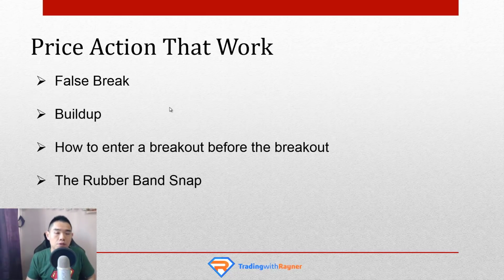Number one, we'll talk about the false break technique, right? How do you actually profit from trap traders? I know that sounds wrong, but I'll explain. Number two, the build-up technique: how do you actually identify high probability breakout trades that have a likelihood of follow through.